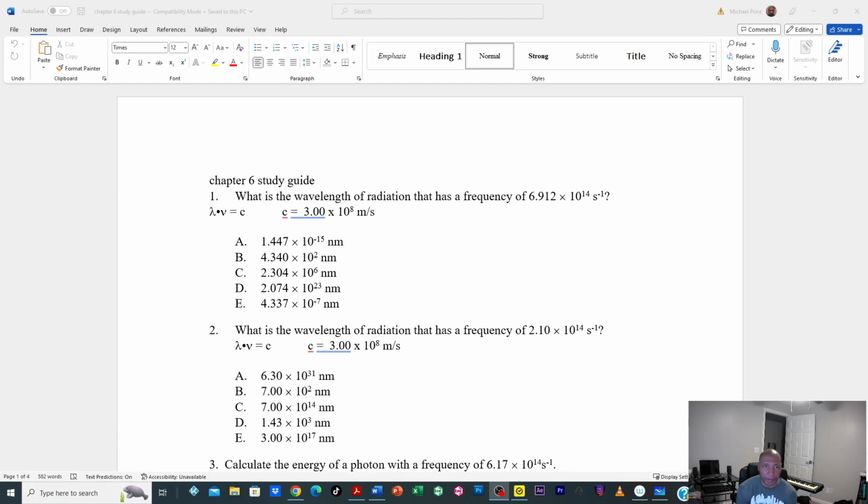Chem 1 class. I'm going to go over the Chapter 6 study guide now. So what you're seeing right now on your screen is the Chapter 6 study guide, so I guess I'll just go ahead and get to work. Let me go ahead and snip this bad boy.